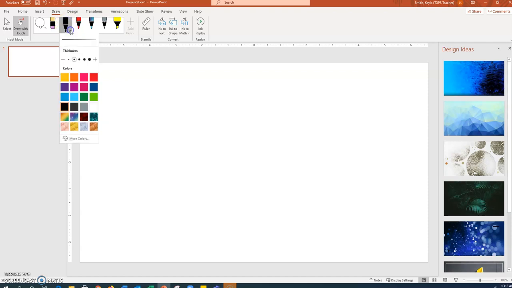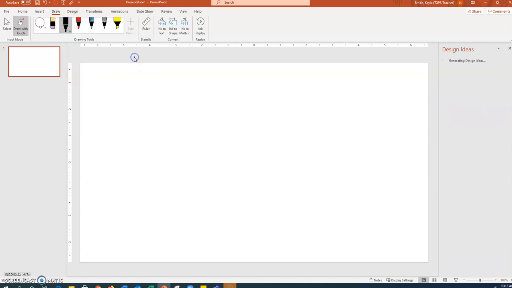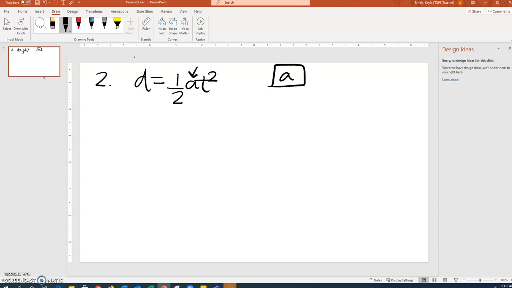Okay, Leah, so I'm going to go ahead and do this number 2 with you. It said, given that D is 1/2 A times T squared, solve for A. Right here we have A. We want to go ahead and leave it alone for right now. So what's happening to A?